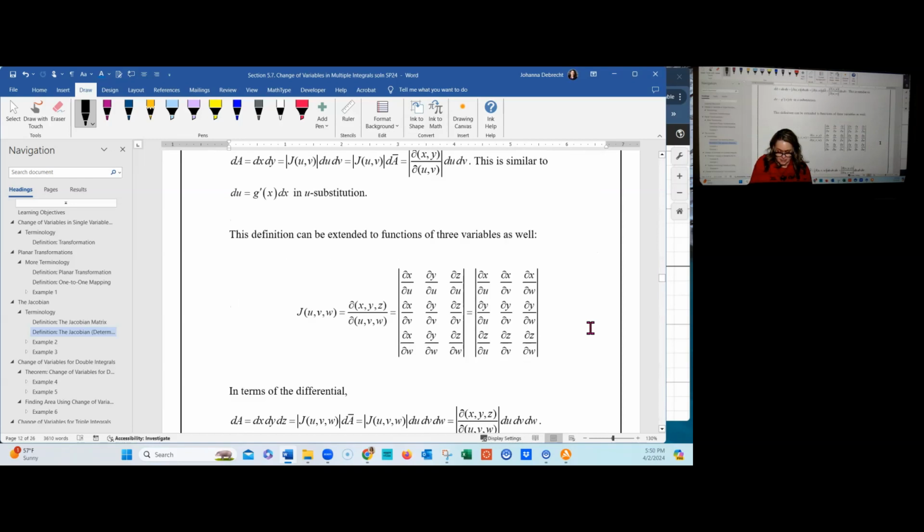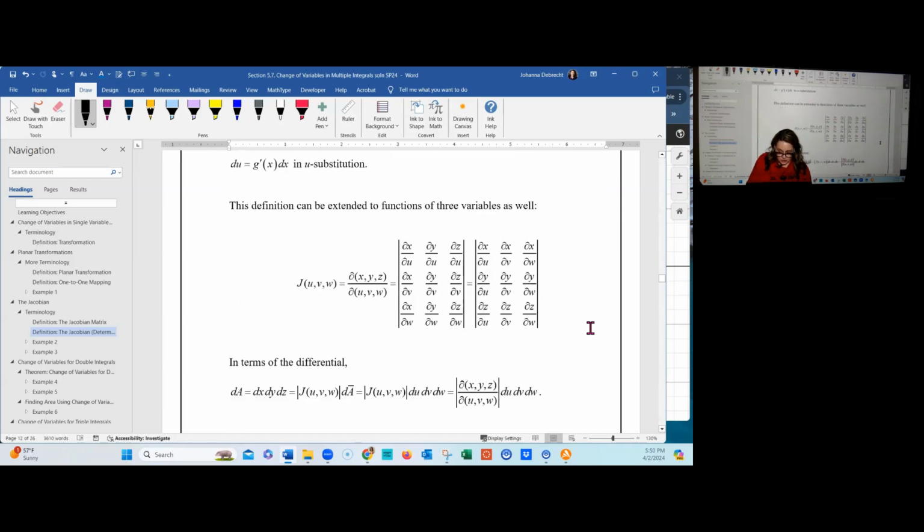Now we can also extend this definition into functions of 3 variables as well. And if we do that, again, you can do it in either format. You can have all the x's in column 1 or all the x's in row 1.